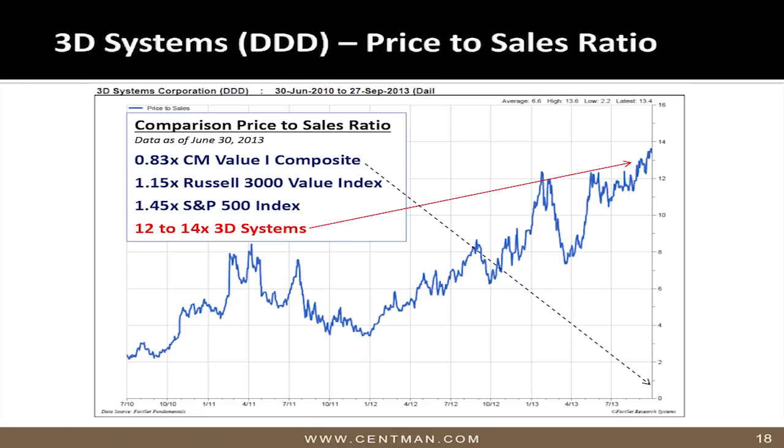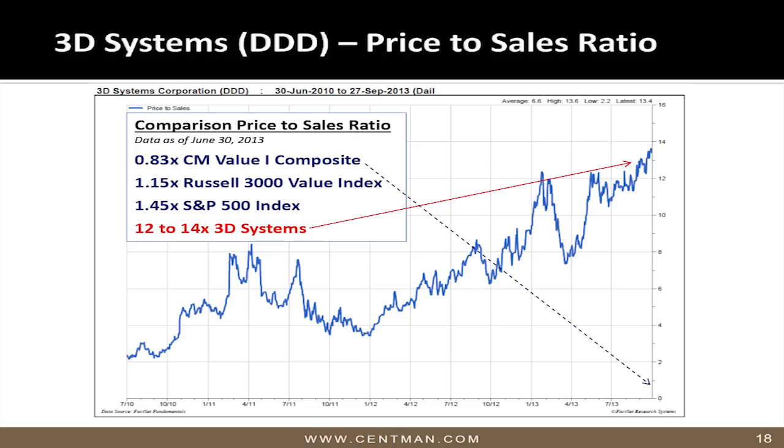We use many different metrics, but let's just use one to make it real simple. And that is what we call a price to sales. In other words, if a company has $100 million in sales, it probably sells for $100 million, one-time sales. Century Management's portfolio, every stock in your portfolio combined, is selling at 0.83 of sales. That means less than one-time sales.